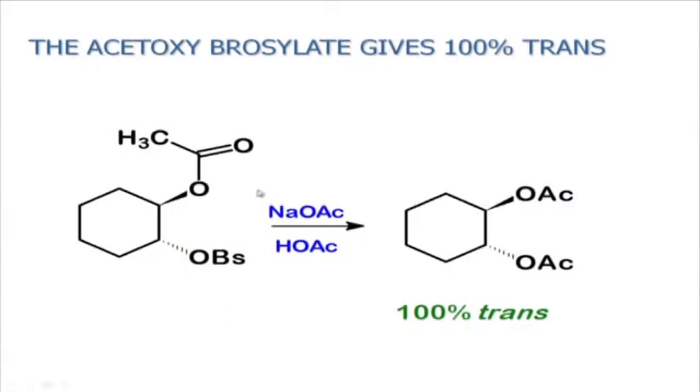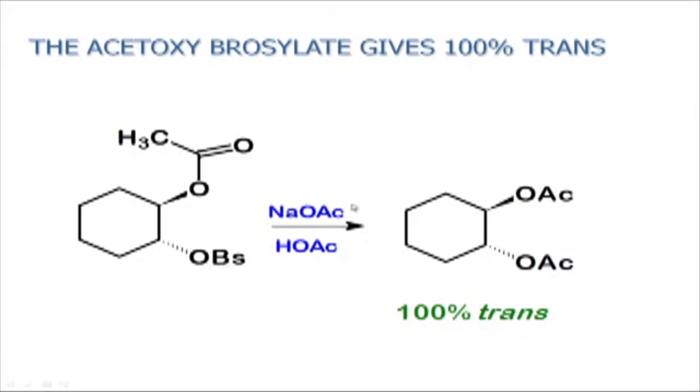Okay. Now, this is one example of a cyclohexane system where this type of anchimeric assistance can take place. This is sodium acetate. This is a reaction where you start with cyclohexane 1,2-diol trans, and one of the oxygens is protected as the acetate, and the other is converted to a brosyl group, that is the para-bromo benzenesulfonyl, the brosyl group.